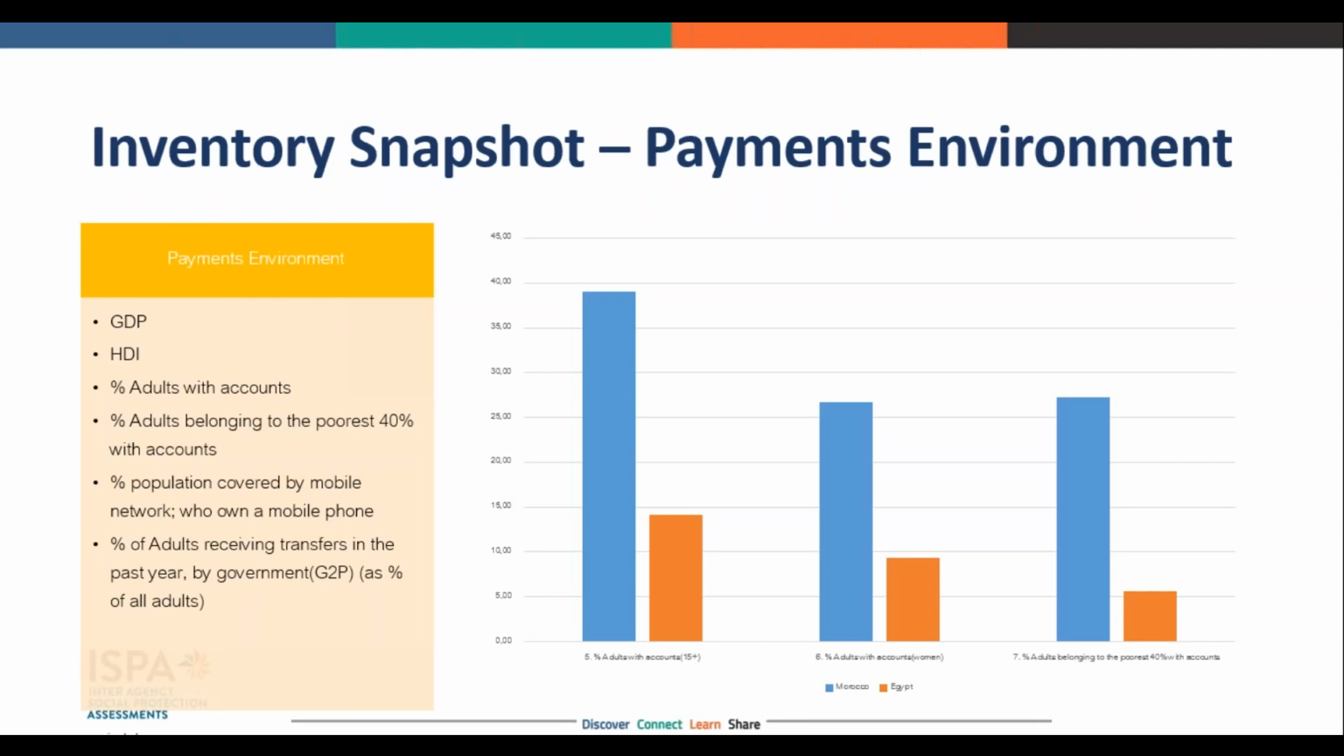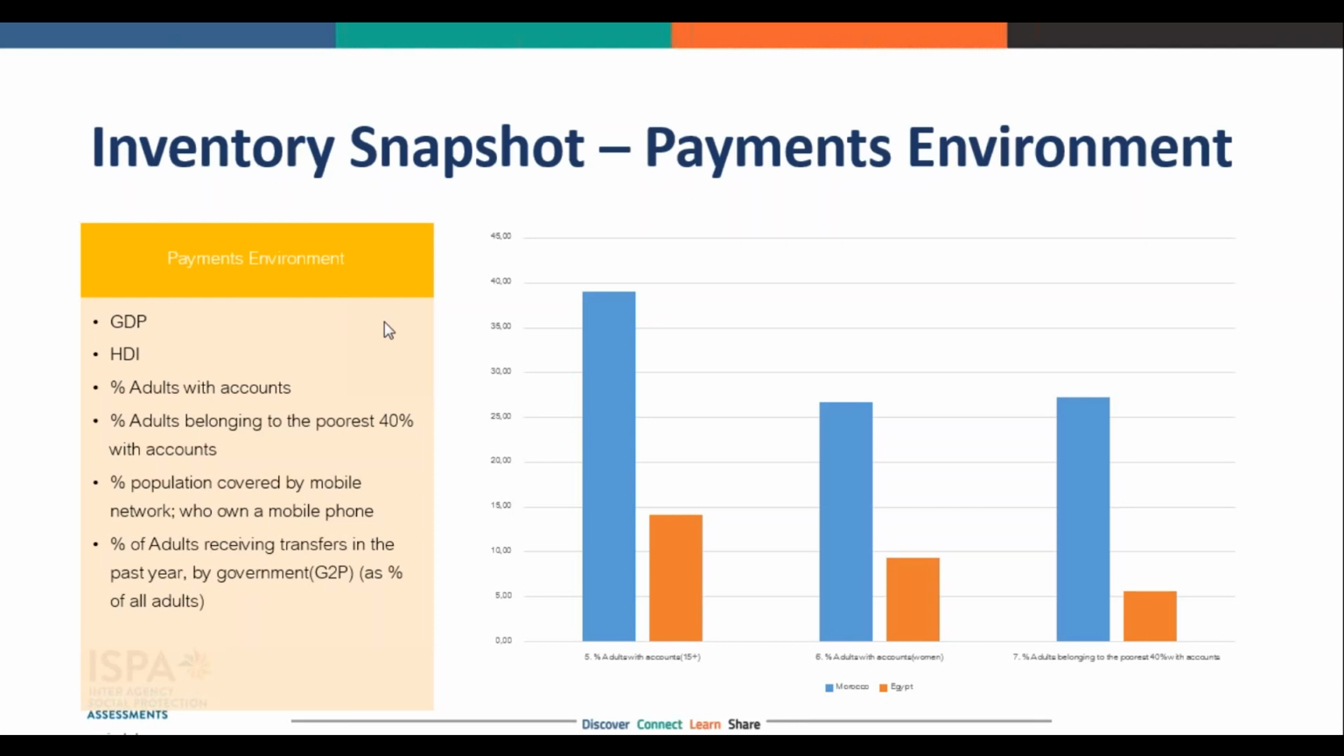And if you see, we have Morocco in blue and we have Egypt in orange. Interestingly, we have different figures for each. Unfortunately I'm not able to zoom in on my screen, so let me just make it larger, and yes.